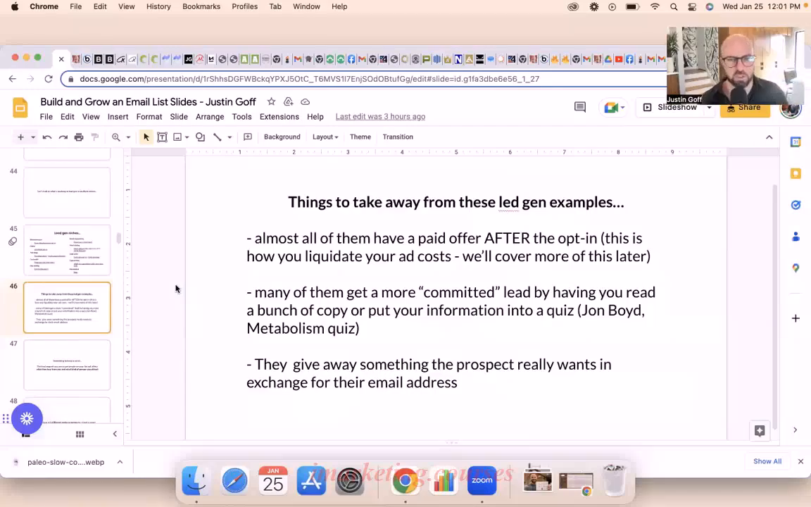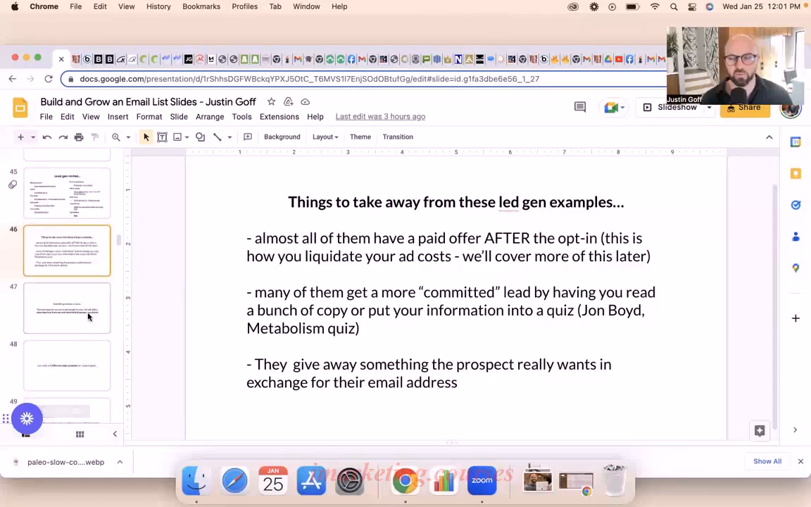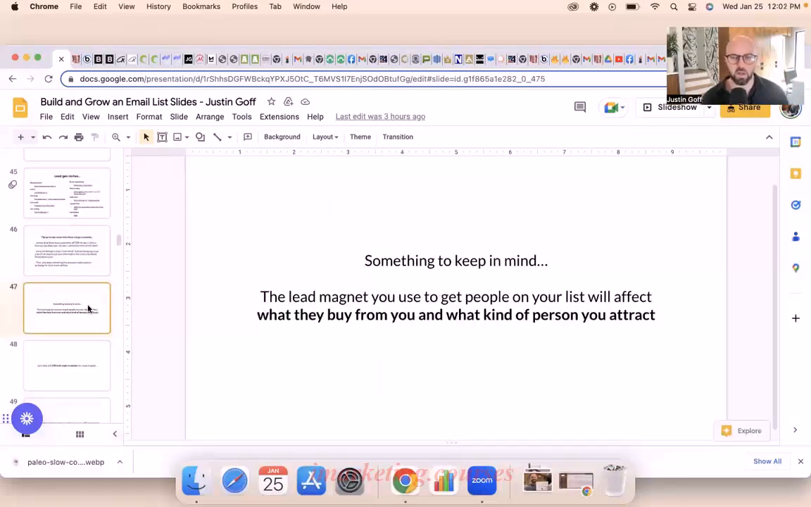So a couple things to take away from the lead gen stuff that we just shared. Almost all of these offers have a paid offer right after the opt-in. So this is how they're liquidating their ad cost. And we're going to cover more of this later. Many of them get a more committed buyer, which I showed you the examples of the guitar one and the metabolism quiz, by basically having you input information or read a bunch more copy. So you can get a much more qualified buyer doing that, or a qualified lead. And then lastly, they just give away something that the prospect really wants. So the actual lead magnet that you give away has a huge effect on who gets put on your list. And we're going to go over a bunch of examples of this right now.